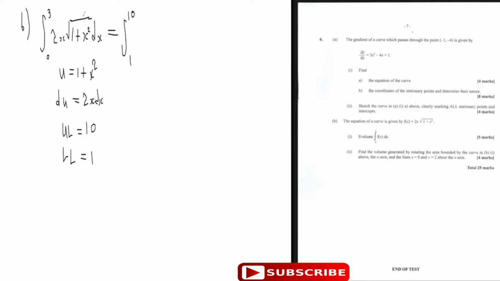this is now 2x dx is du, and 1 plus x squared is u. So this is now the square root of u. So it's the integral from 1 to 10 of the square root of u du. Doing this integral, this is u to the half. So we add 1 to the power to get u to the 3 over 2, divide by the power of 3 over 2, and we're integrating that from 1 to 10.